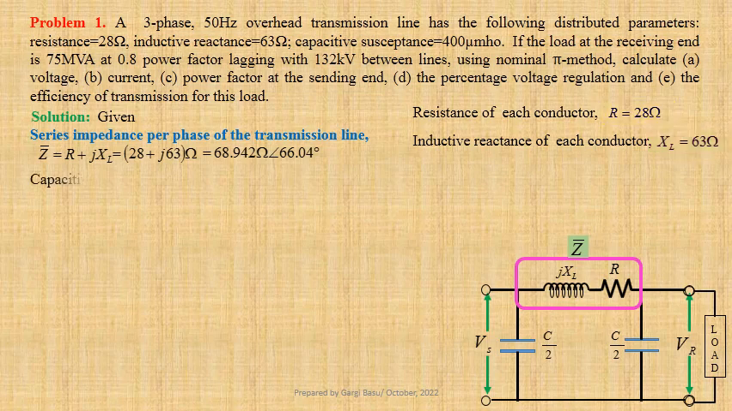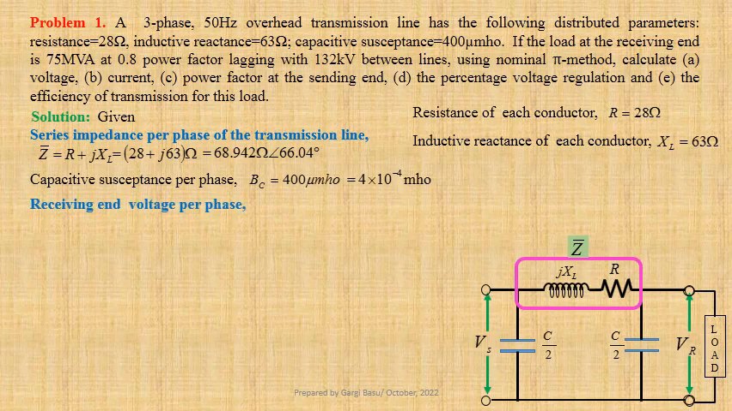Given capacitive susceptance per phase BC equals 400 micromho, that is equal to 4 into 10 to the power minus 4 mho. Taking receiving end voltage per phase as reference, we can write VR equals 76,210 volts at an angle 0 degree.